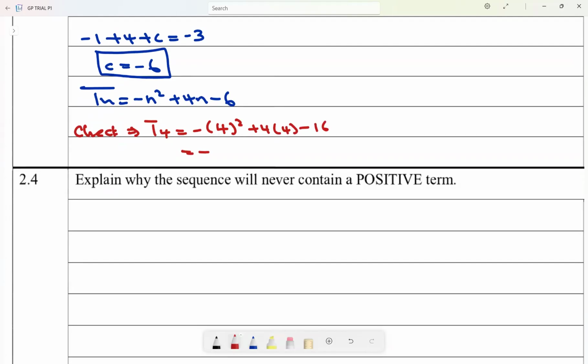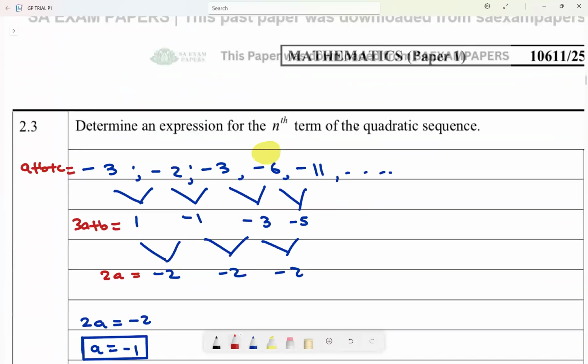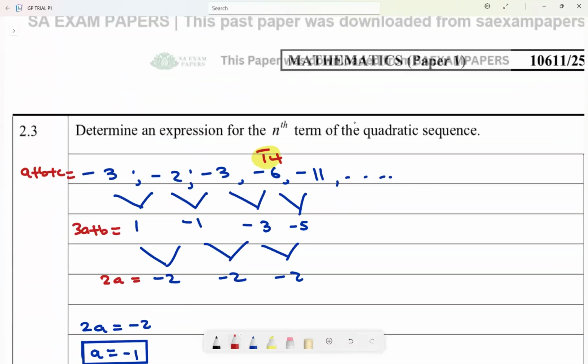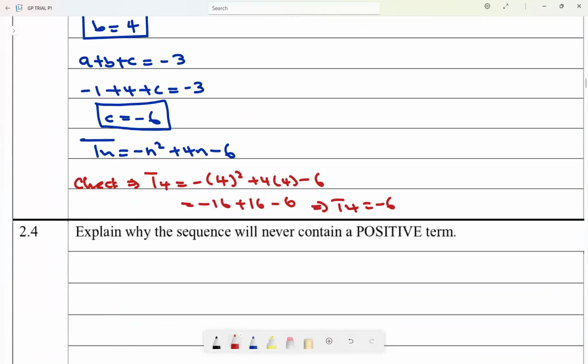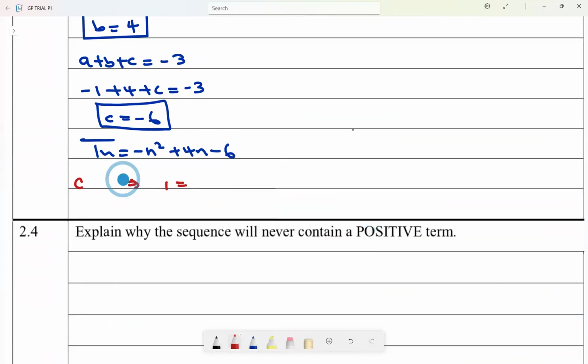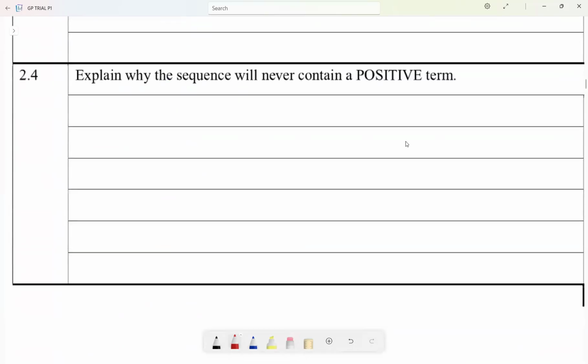So this is -16 plus 16, minus, sorry, not -16, -6. So this gives me T4 is equal to -6. Is T4 equal to -6? Indeed, T4 is equal to -6. So this is just you confirming your answer. It's not important for the examiner to see, but it's important for you to prove that your answers are correct.